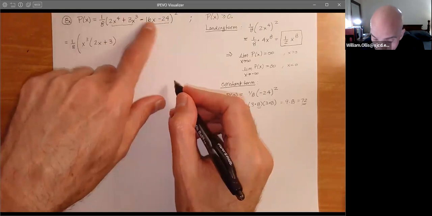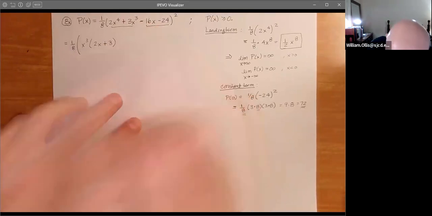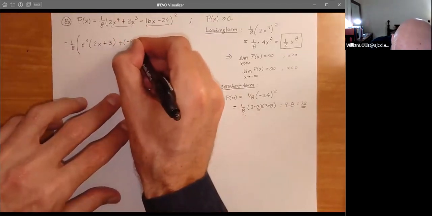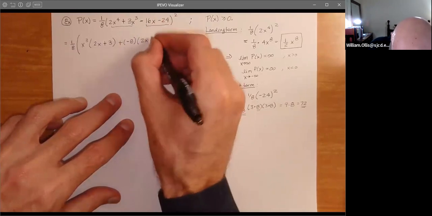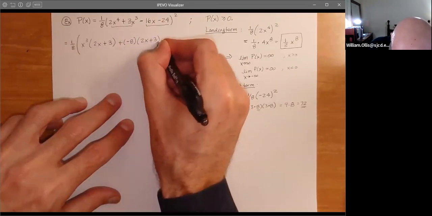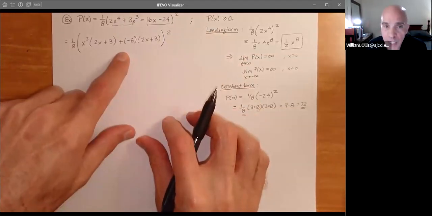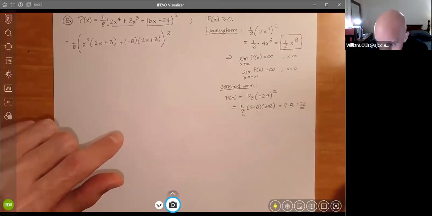Now, of course, here, if we look at these two terms, we have a negative 8 in both terms. So we're going to say plus negative 8. And of course, that'll leave behind the 2x and then the plus 3. And this is all squared.